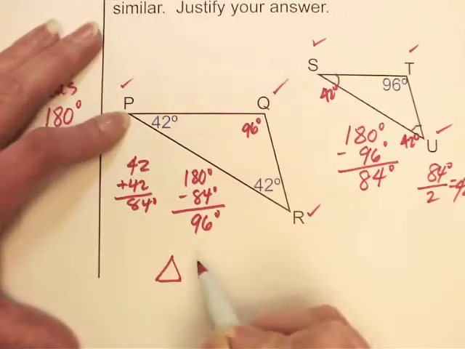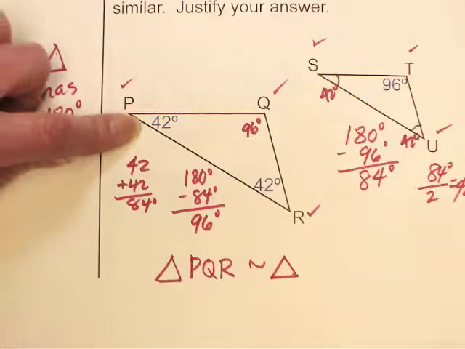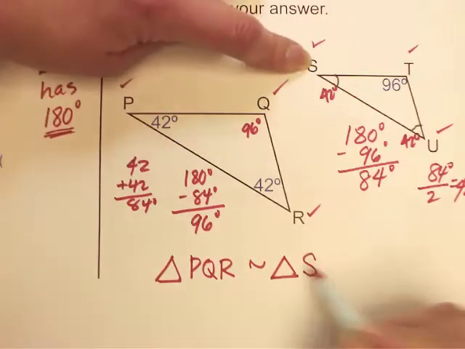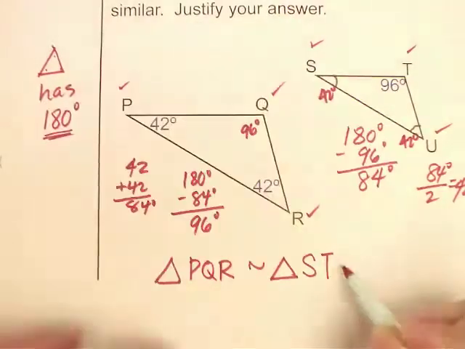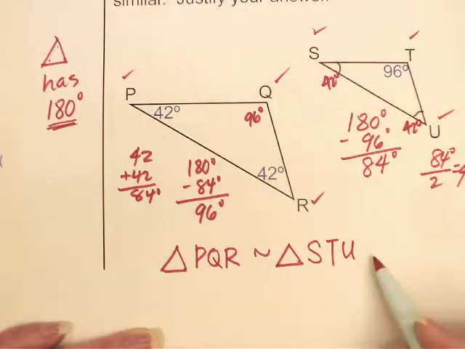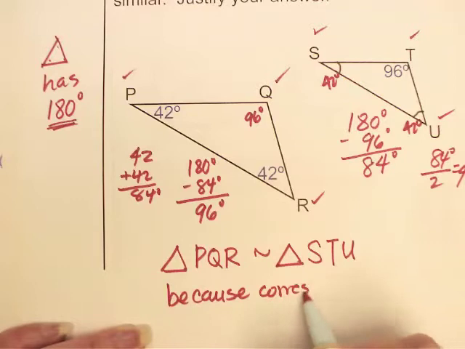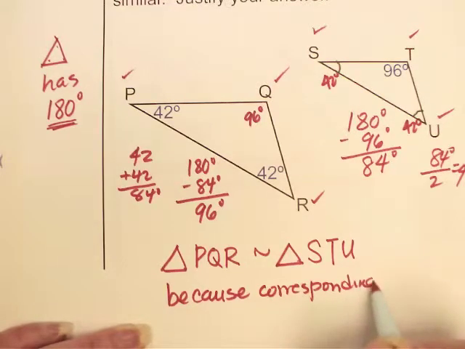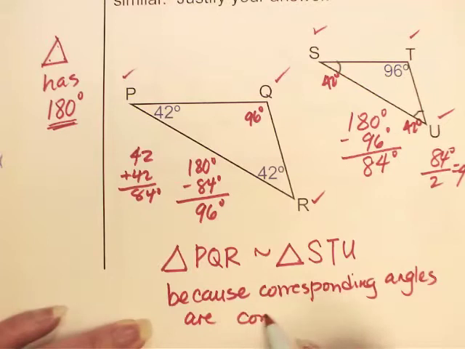Triangle, I'm going to start in this corner, PQR is similar to triangle, make sure they match. P matched to S, Q matched to T, R matched to U. So triangle PQR is similar to triangle STU. How do we know that? We know this is because corresponding angles are congruent or equal in measure.